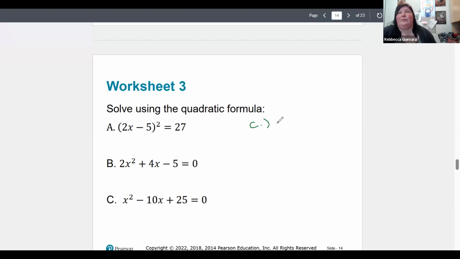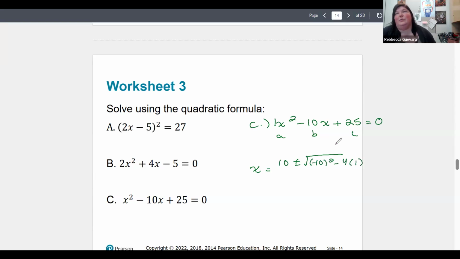So C, that is going to be x squared minus 10x plus 25 equals 0. So I have a, b, c. So we have minus b, so b is minus 10, so 10 plus or minus the square root of minus 10 squared minus 4 times a, which is 1, because there's an invisible 1 here, and c, which is 25, divided by 2a, which is that 1.